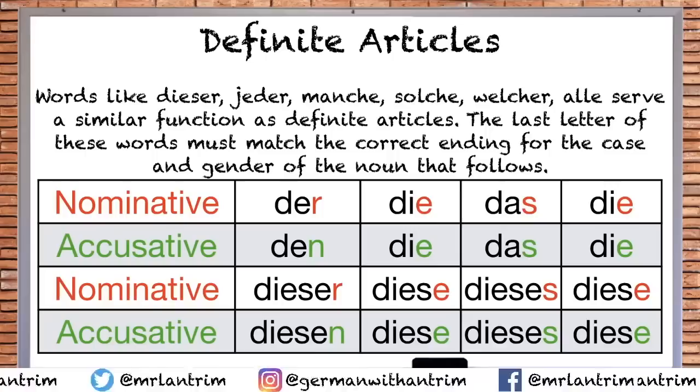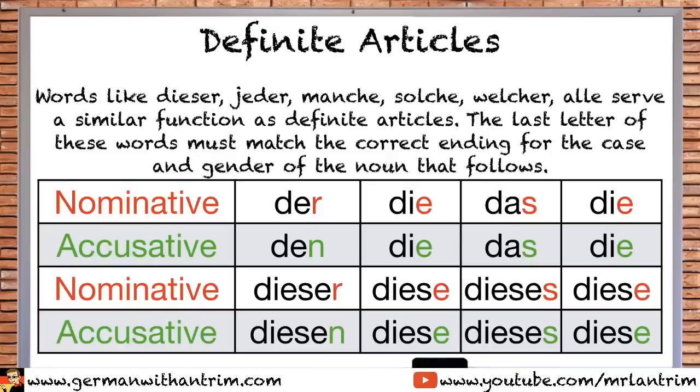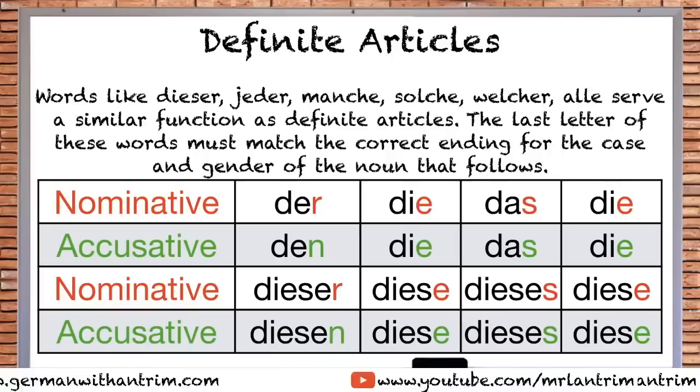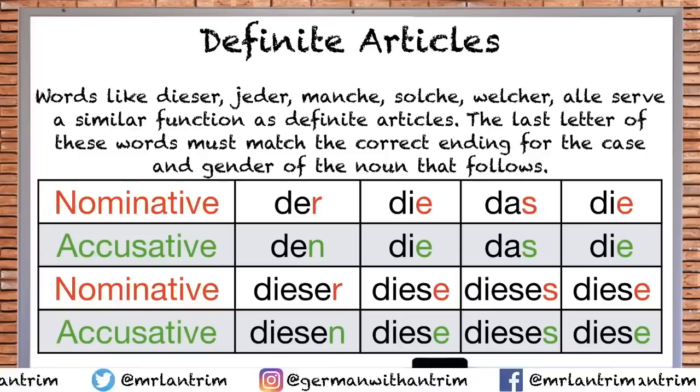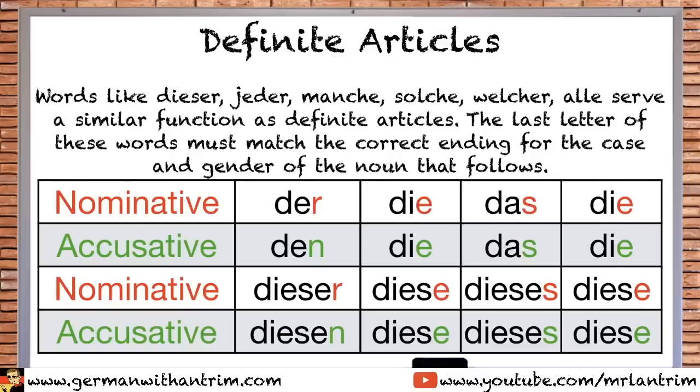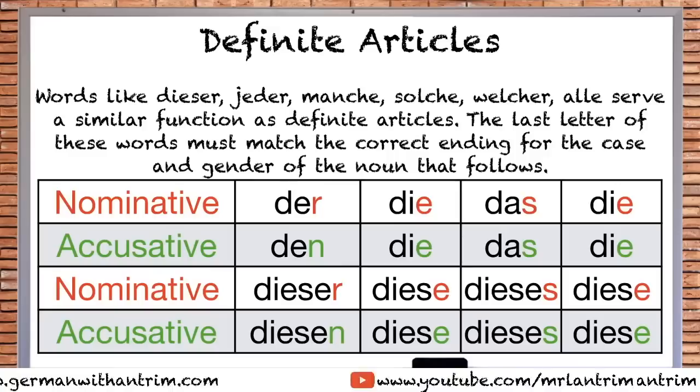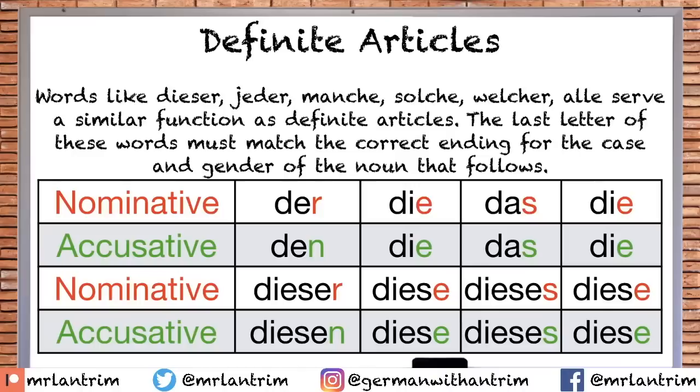The definite articles have words that look like them or act like them, and that's dieser, jeder, manche, solche, welche, and alle. These all serve a similar function as the definite articles, but they don't quite mean the. So dieser means this or these or those. Jeder is every. Manche is some. Solche is such or this kind of. Welche is which. Alle is all. These obviously are not the, but they serve a similar function. They show you exactly which thing we're talking about.